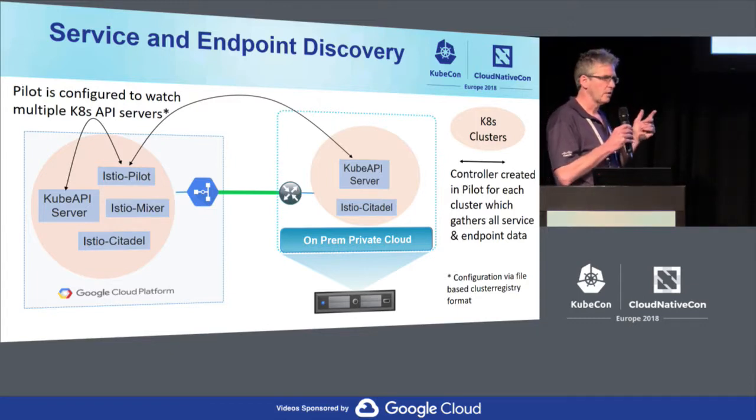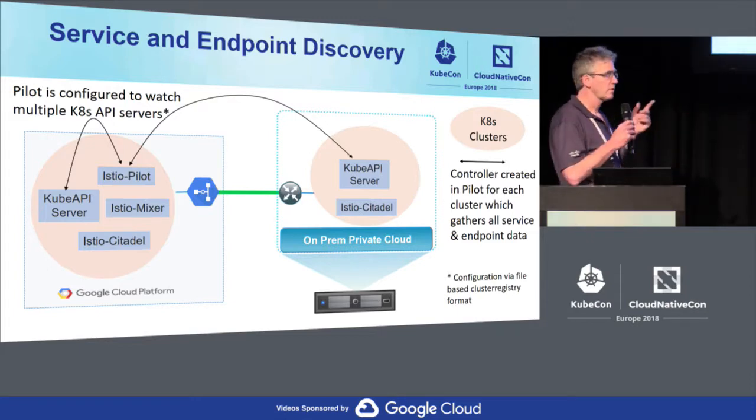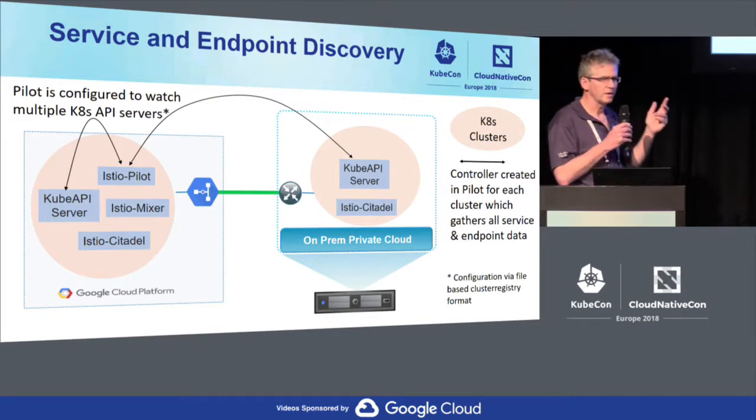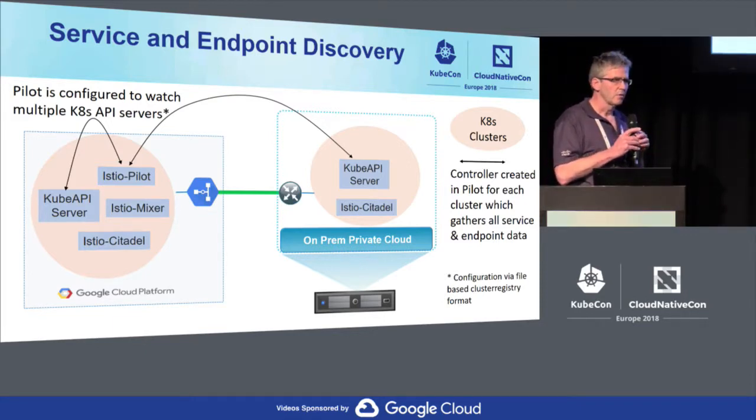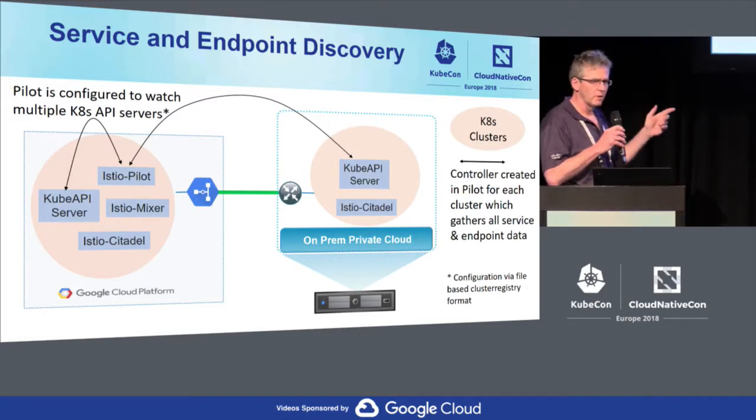In this scenario, the Istio community might have different ways of doing this. We're exploring different ways, but at the current time, what's supported is a single pilot that communicates with all the API servers from all the clusters, regardless of what environment those clusters are running in. So each Istio pilot gets the service and endpoint data from all the other API servers.